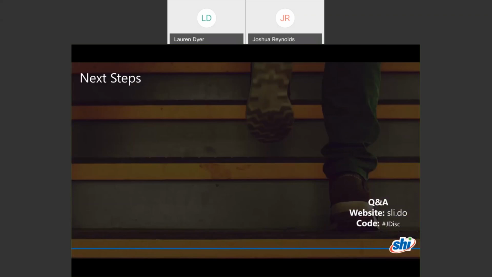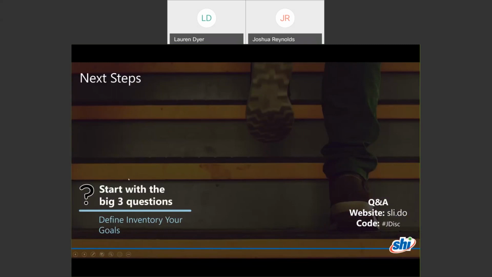What are the next steps from our point of view here today based on what we talked about? Start with your 3 big questions, of course, right? Define the inventory goals that you have, because that will allow you to look at a tool like JDisc and understand, is it going to do the things that I want it to do? So when I know my goals, I know what I need to fulfill my goals, and then I can pair that to the discovery tool to see if the discovery tool can fulfill those data points, which then fulfill my goals.